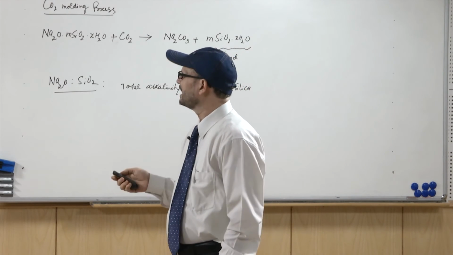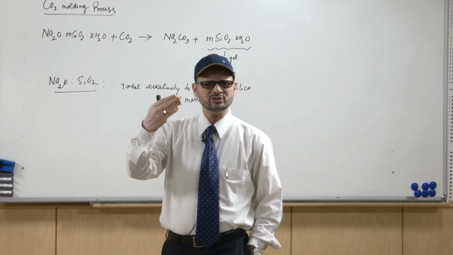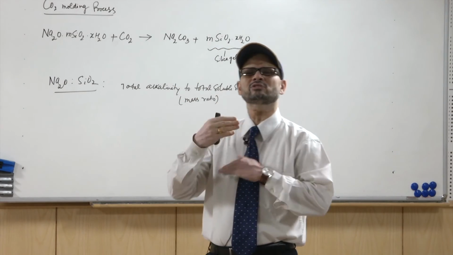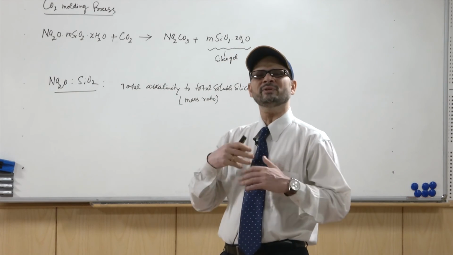These slags basically have an adequate amount of dicalcium silicates. So, this dicalcium silicate is used as a fine powder. It is basically used as a hardening agent here, in place of ferro-silicon. Now, in the earlier case, when we used the ferro-silicon powder, there was an exothermic reaction, so the temperature increased, but in this case the temperature need not be increased.